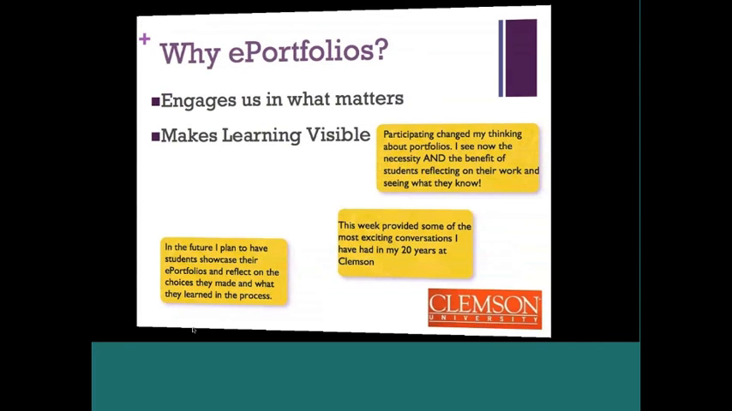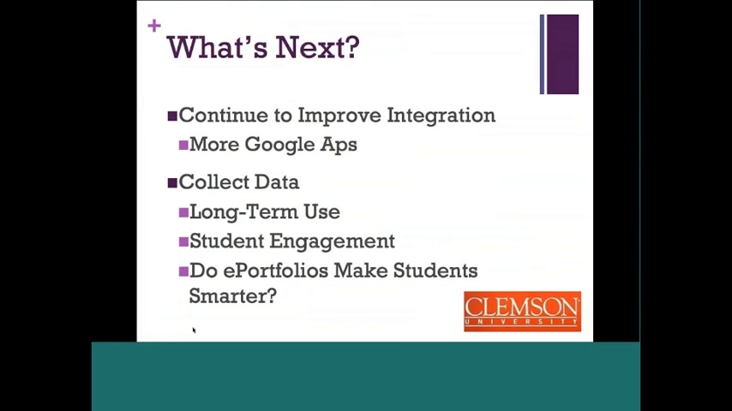So what are we going to do next? We really need to continue to improve integration. As I've said a number of times, we are working on this on a very large scale. We've got 5 colleges at our university and over 14,000 students, and we really want to see this better integrated in all of our program areas, but we also want to do a better job of integrating Google Apps, and we're recognizing that.